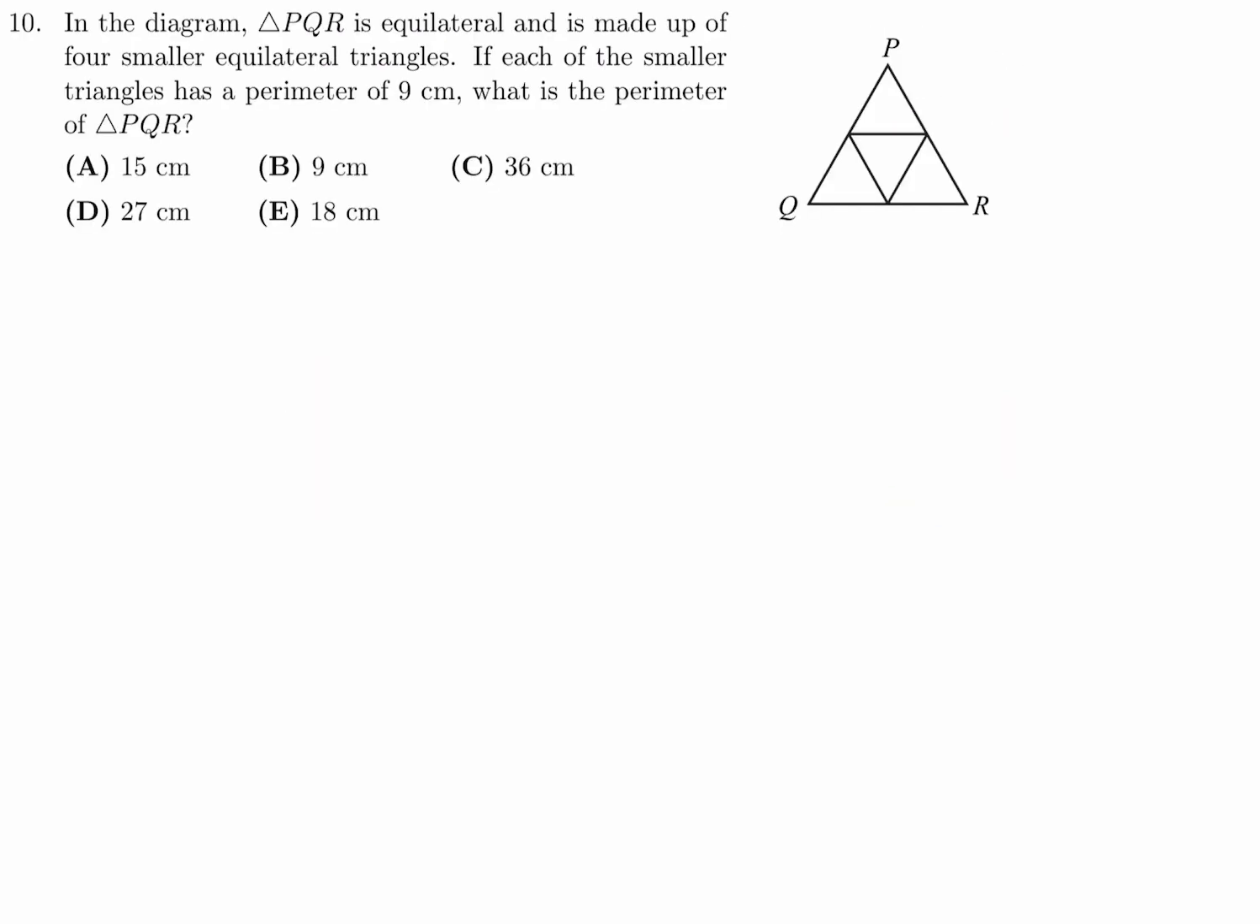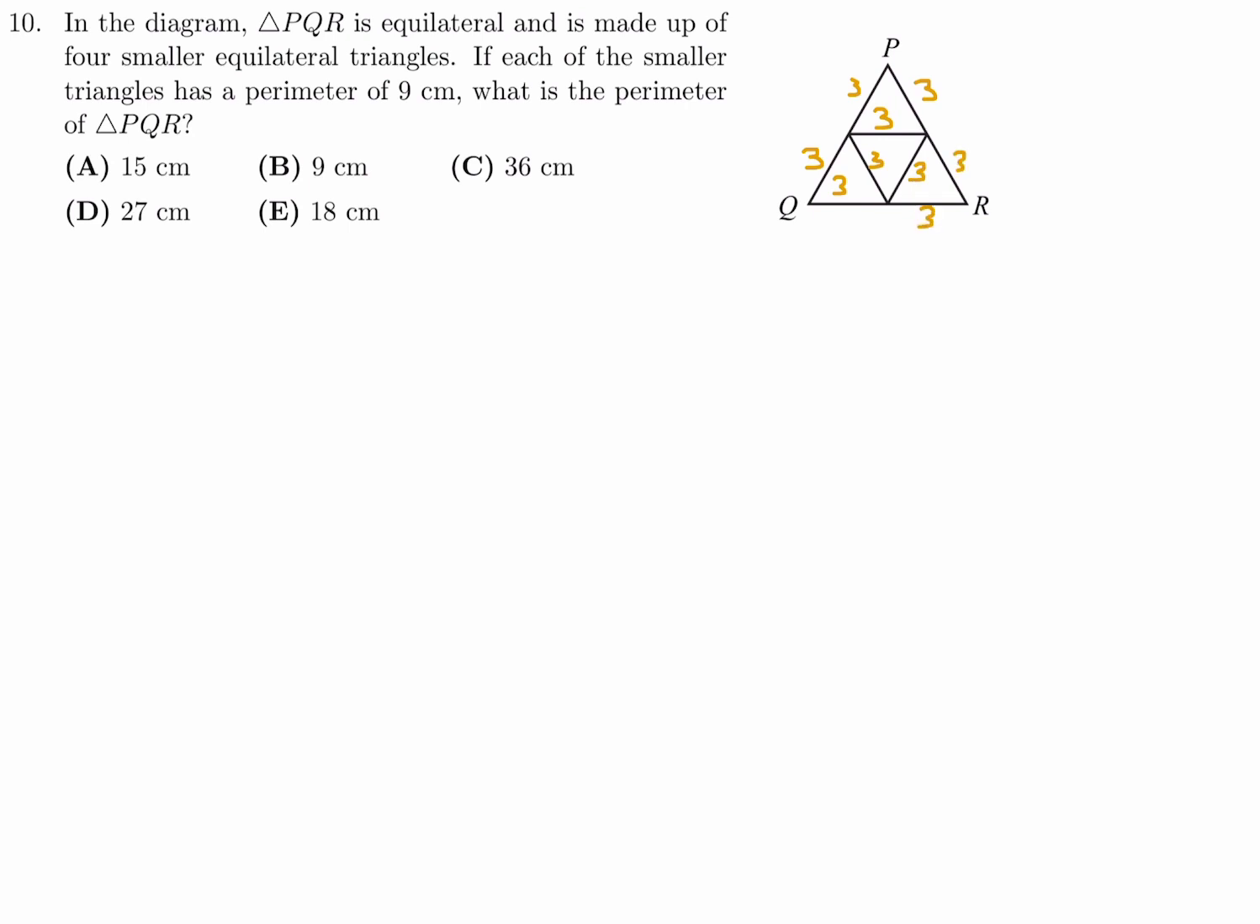In the diagram, triangle PQR is equilateral and is made up of 4 smaller equilateral triangles. If each of the smaller triangles has a perimeter of 9, what is the perimeter of PQR? Okay, well, this is 3, this is 3, this is 3. And they all have pretty much the same dimensions, right? 3, 3, 3 all around.